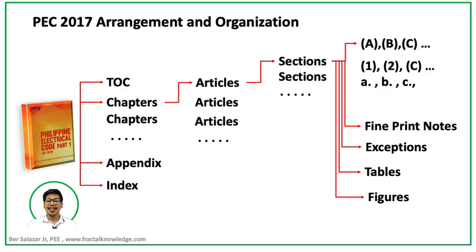Sections now have detailed information. They are subdivided into sub-level A, B, C, and another sub-level of 1, 2, 3, and another sub-level of small a, b, c, and so on. They also contain fine print notes 1, 2, 3, exceptions 1, 2, 3, and tables and figures. Our code has many sub-levels of subdivision. We use big letters A, B, C, major numbers 1, 2, 3, 4, and small letters a, b, c. And this complicates the Philippine Electrical Code.